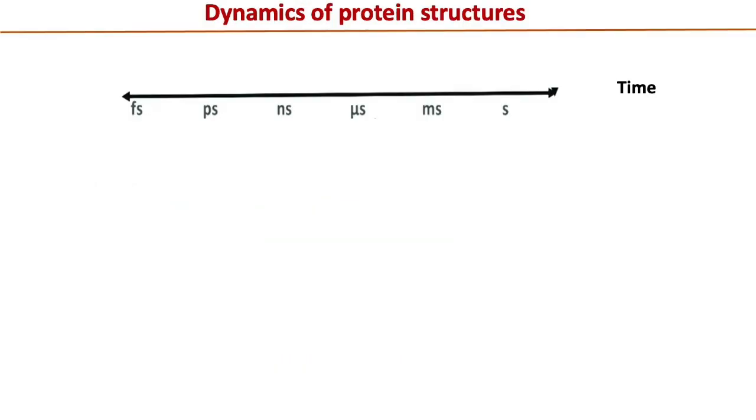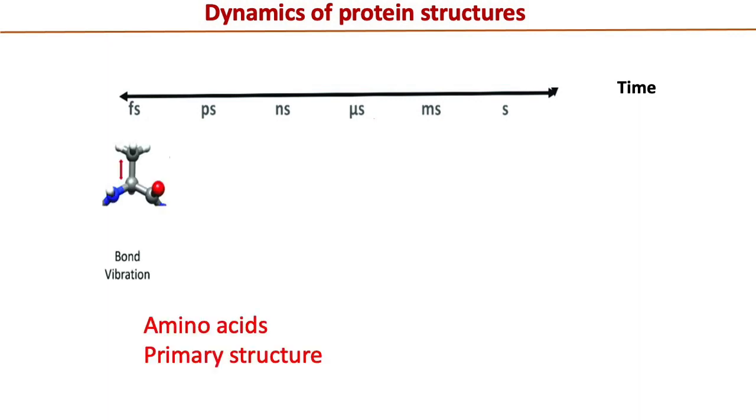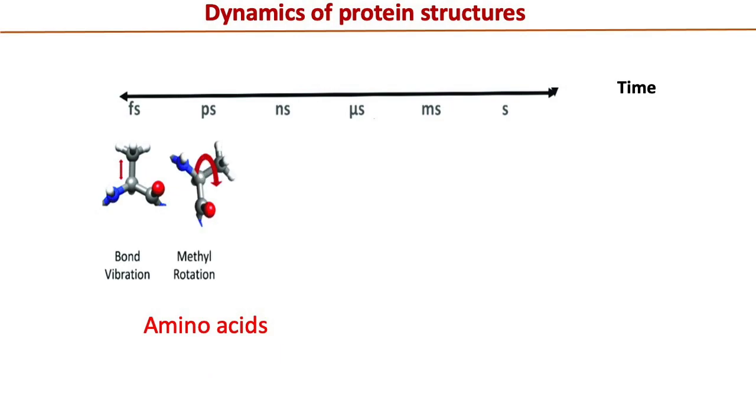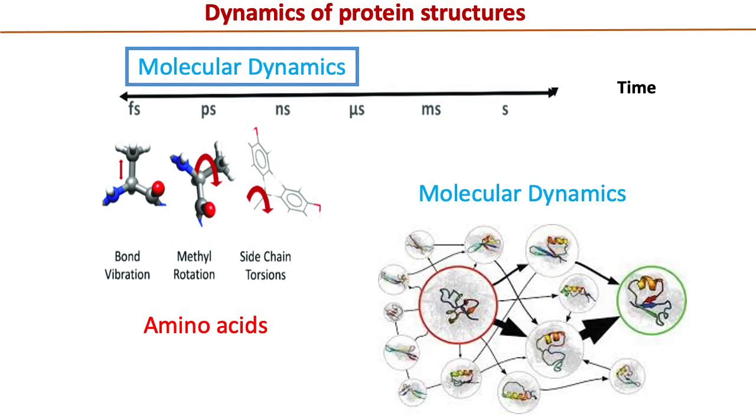Conformational changes in protein extend over a large time window, from femtoseconds to several seconds. Amino acids constitute the primary structure of the protein. They are the fastest mobile elements, with vibration at the femtosecond, rotation at the picosecond, and torsion of the side chain at the nanosecond. This motion has been studied extensively by molecular dynamics simulation.